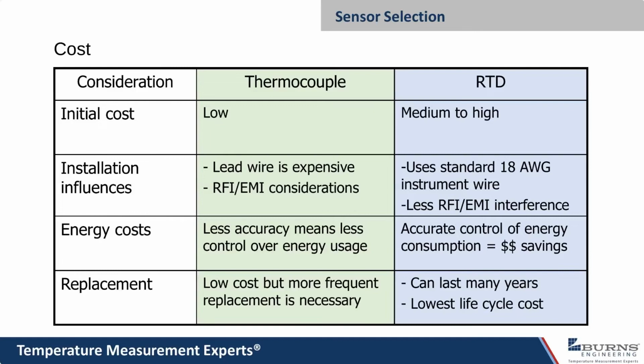Initial cost of these, thermocouples, as you can imagine, are dirt cheap. They're $10 to $80 roughly for most of them. RTDs, if you look at the good ones, they're going to be at least 100, probably a couple hundred, right in that range. That's just for the temperature probe.